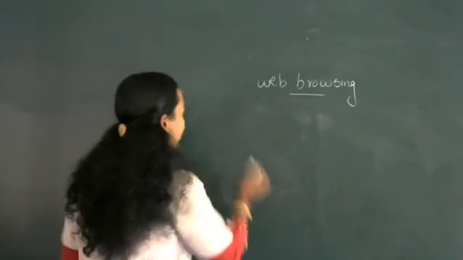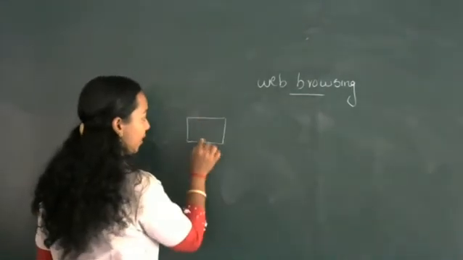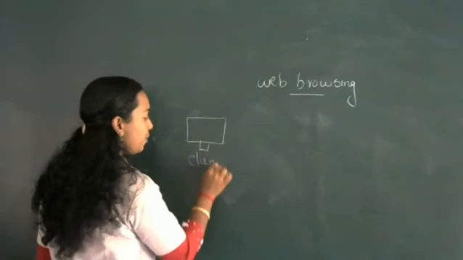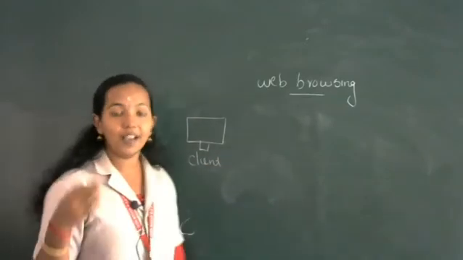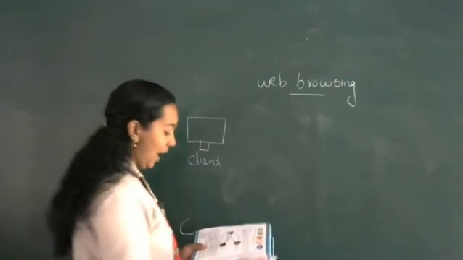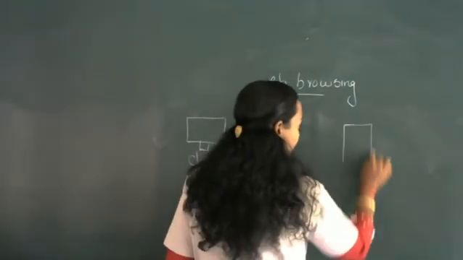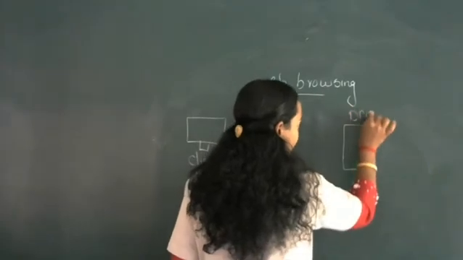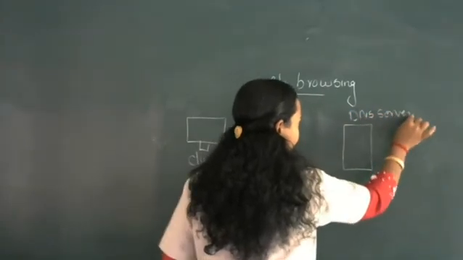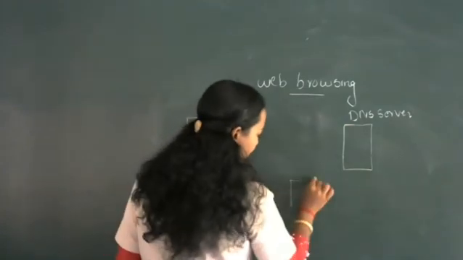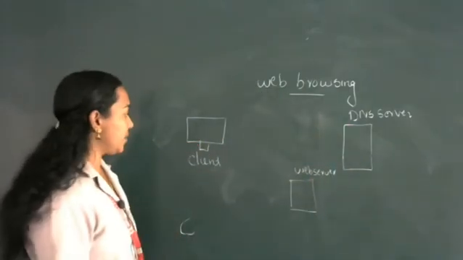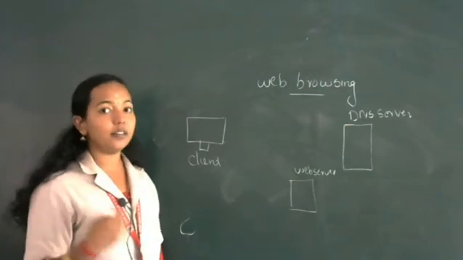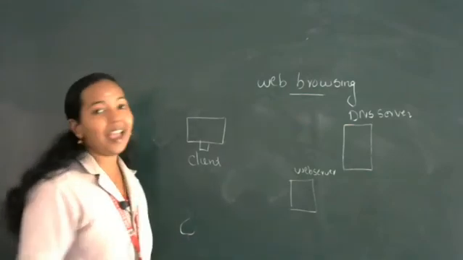For example, this is the client software. The client may be a computer or a mobile phone, any device that is using internet service. And this is the DNS server, and one more is the web server. So three terms. First one, client. Client means your mobile phone or computer; it will act as the client.